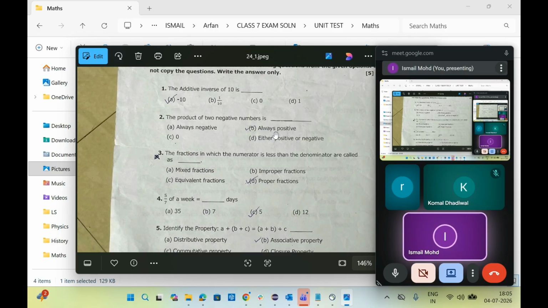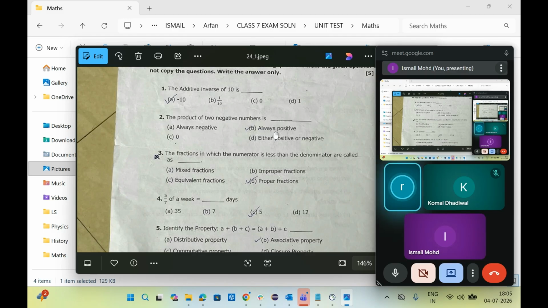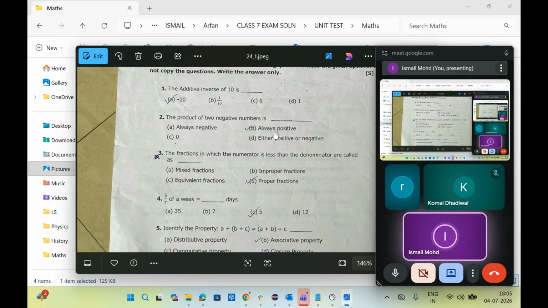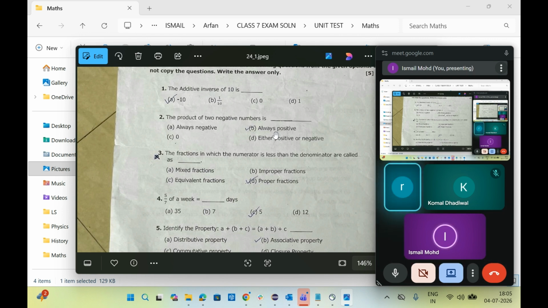The product of two negative integers is always positive. The product of two positive integers is always positive. Only when there is a negative and a positive, and you are multiplying, then it's negative.